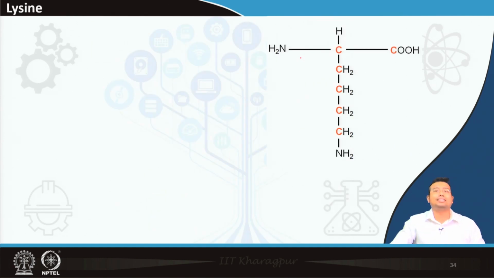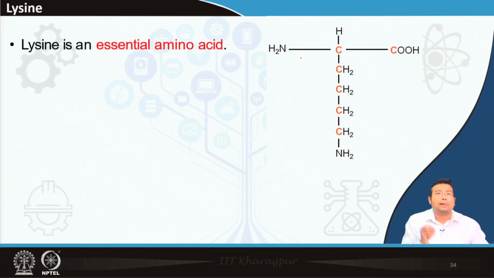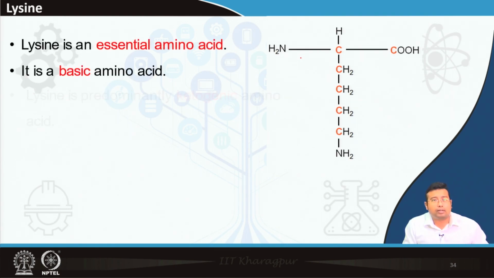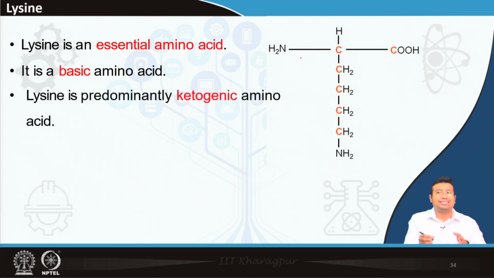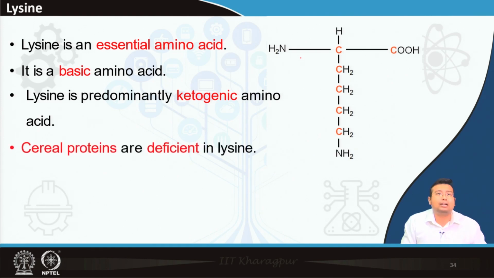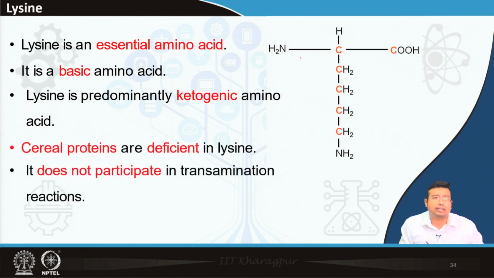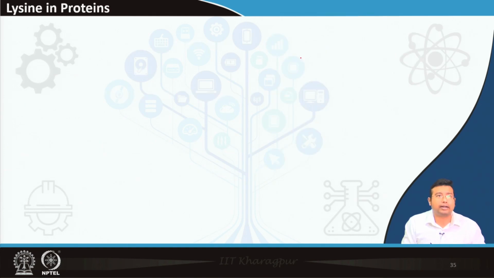So, we are left with lysine. Lysine is also a basic amino acid. So, why are we discussing lysine separately? Because in spite of being an essential amino acid and basic, it is a ketogenic amino acid. So, its metabolic fate is different. We should know cereal proteins are deficient in lysine and it does not participate in transamination reaction, right.